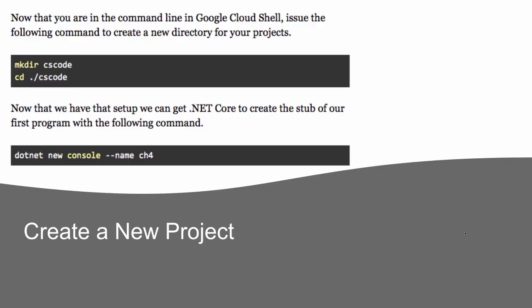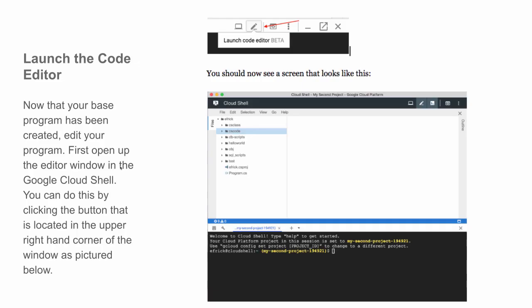Once you're there, you're going to create a directory. You're going to use the make directory command to create a CS code directory. Then you're going to change to that directory, and create a new program using the .NET new command. I'll demonstrate all this in a few minutes, but I just want to go through the steps here. Once you've done that, using this little pencil icon, you can launch the editor. The editor will be available in this top area above the screen.